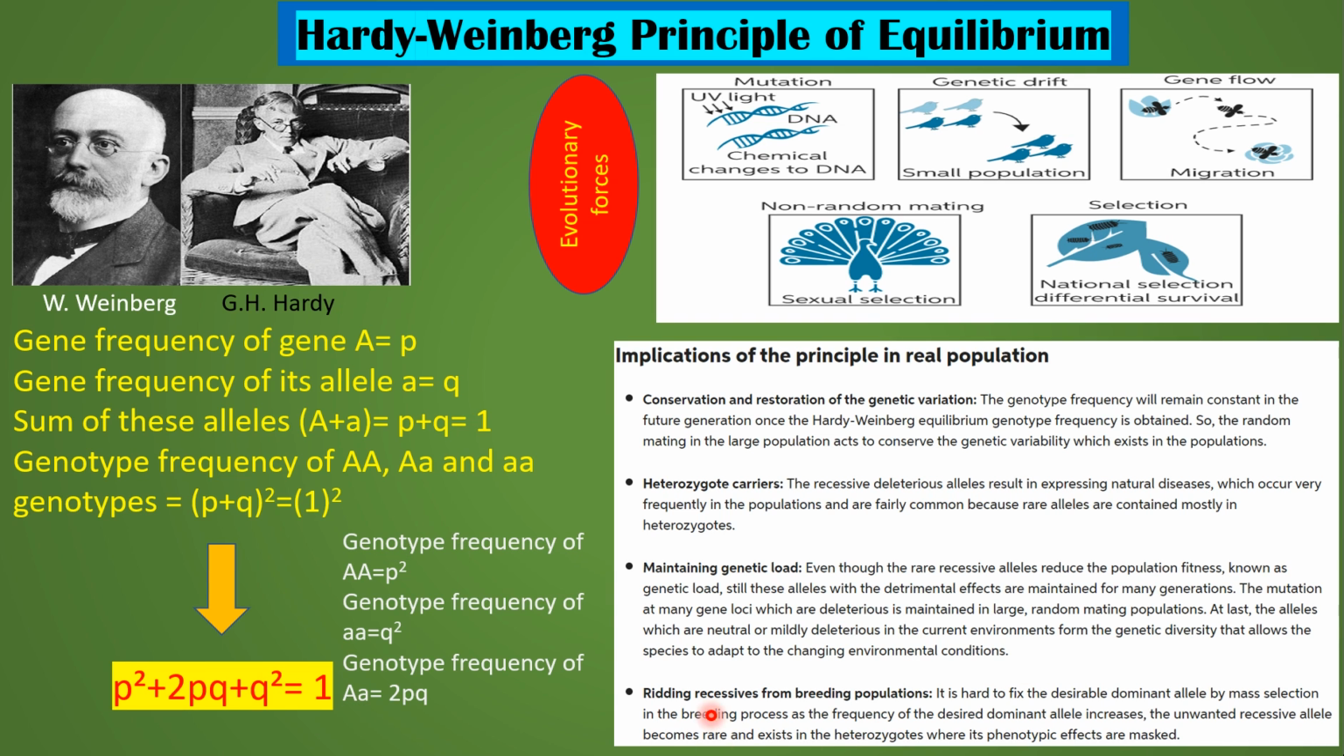And point number 4: weeding recessives from breeding populations. It is hard to fix the desirable dominant allele by mass selection in the breeding process as the frequency of the desired dominant allele increases. The unwanted recessive allele becomes rare and exists in the heterozygotes, where its phenotypic effects are masked.